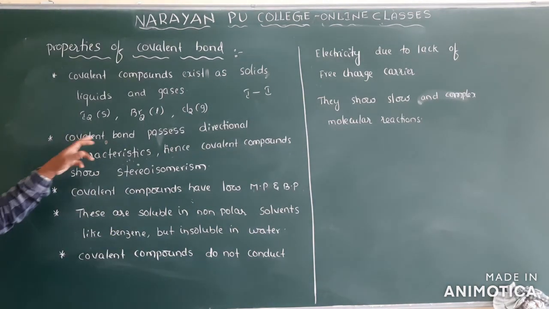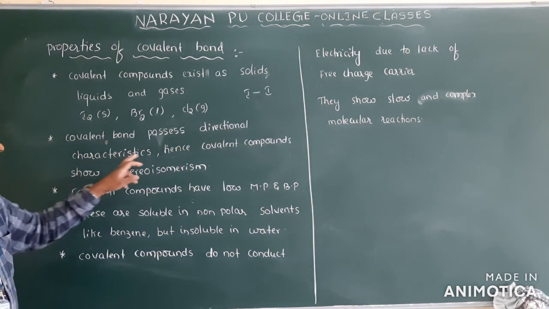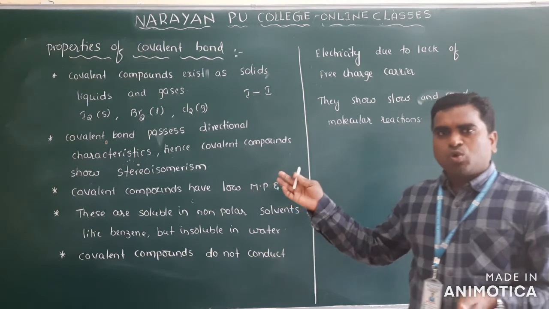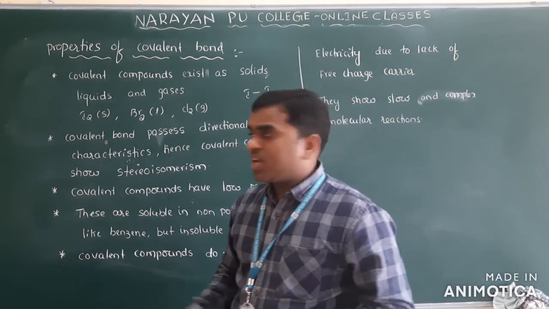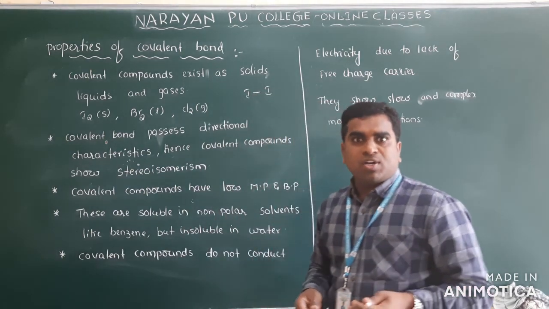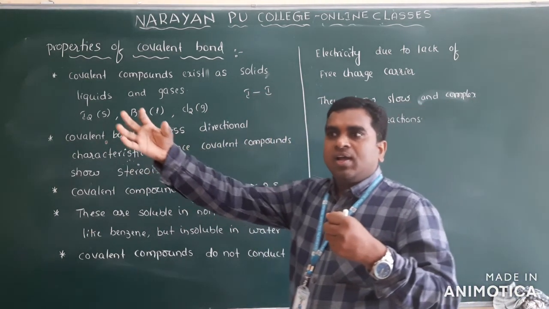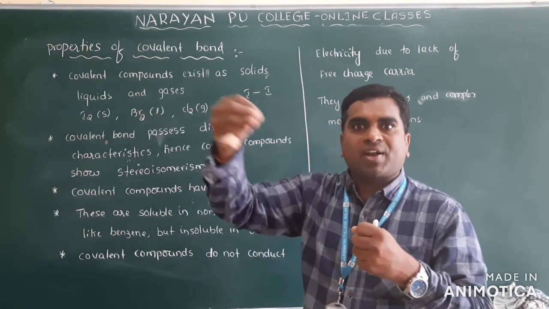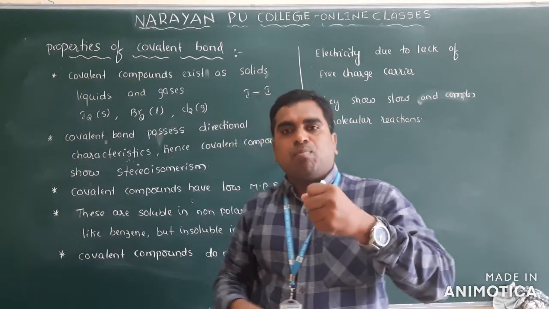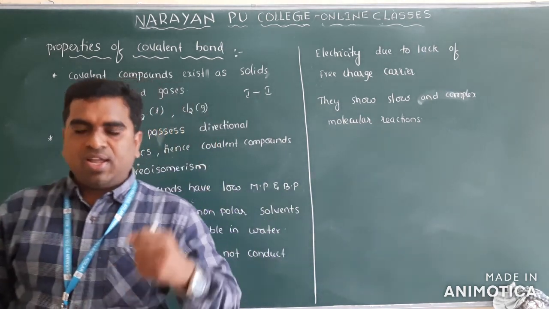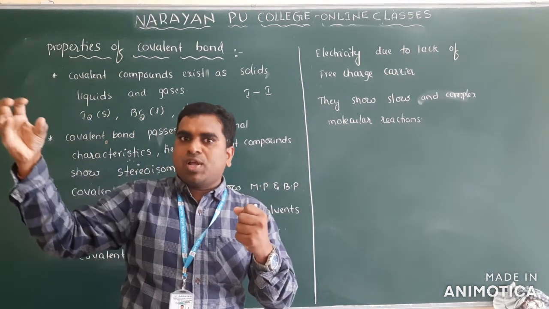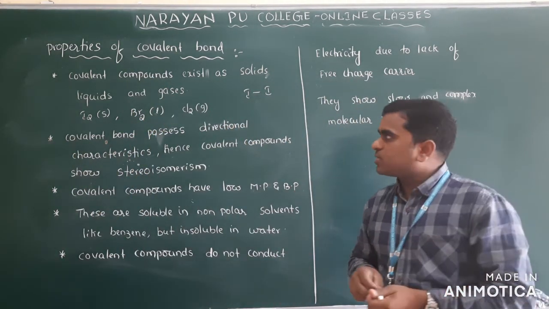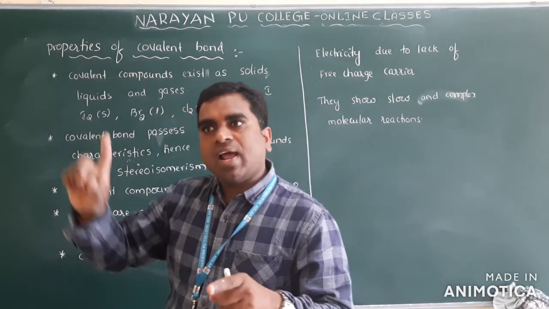Next one: a covalent bond possesses directional characteristics, hence covalent compounds show stereoisomerism. Very important one: the difference between the covalent bond and ionic bond. Ionic bond is non-directional and covalent bond is directional. Directional means one cation is there and the anion has to approach in a proper direction. If it comes in any direction, bond formation will not take place effectively. So to form a covalent bond, the anion should approach the cation in a suitable direction. That's why covalent bond is directional.